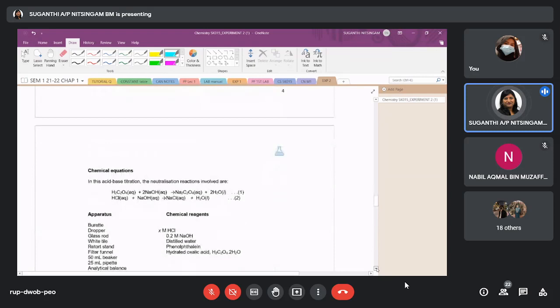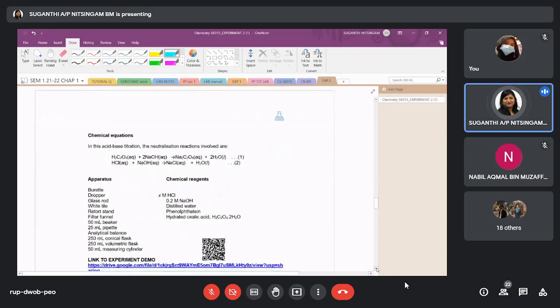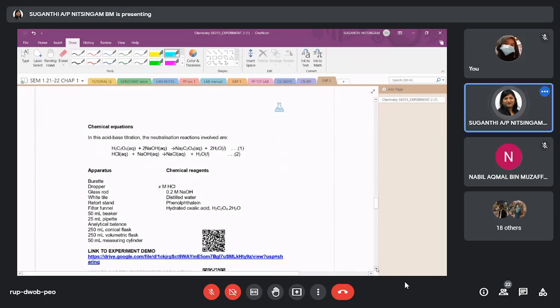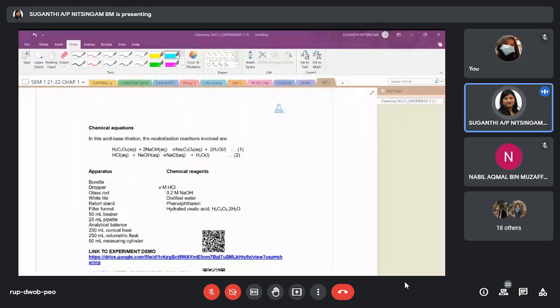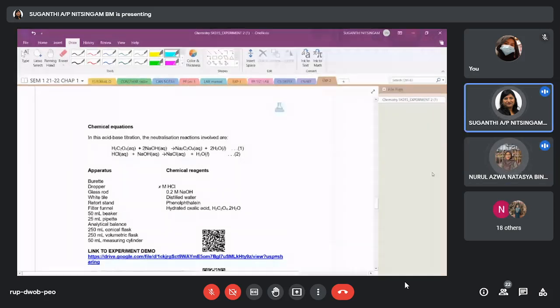Okay, so if you look at this equation, this is equation for neutralization. When I say neutralization, what must you have in the equation, Nurul Azwa? Yes, madam. What must you have? What do you understand by neutralization? Mix between acid and base. Okay, there is a mixture between acid and base. Okay, so kita tengok sekarang.